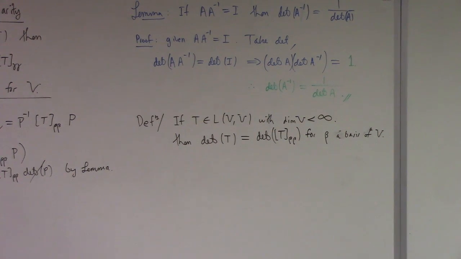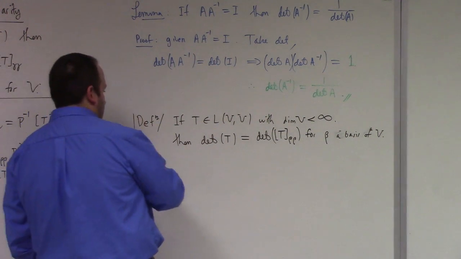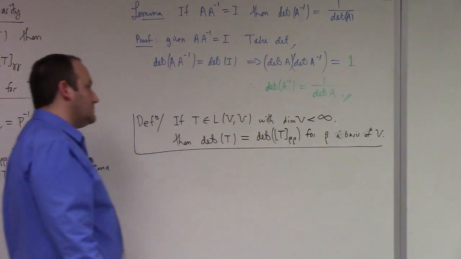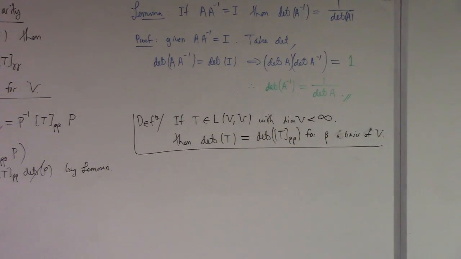Is there anything else you can define for a linear transformation like this? The other thing that's important that you can define in this way is the trace.